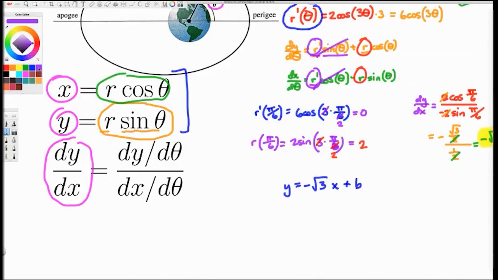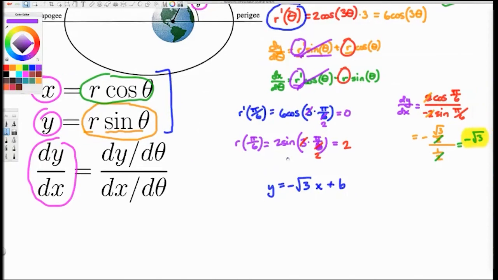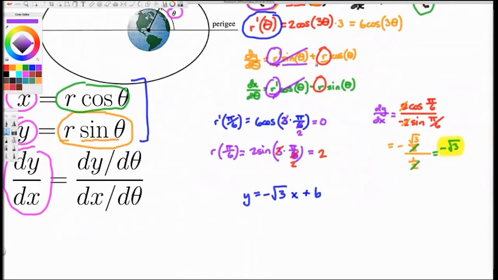So we need the x and the y at pi over 6. Well, we actually found that out over here. Well, not the negative. Okay, so the r, what was the r? 2. Yeah, 2 right here. So the r was 2. So let's do the y first. It's going to be 2 times sine of pi over 6.